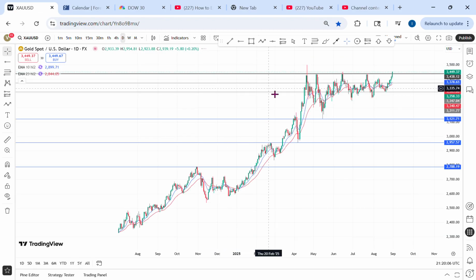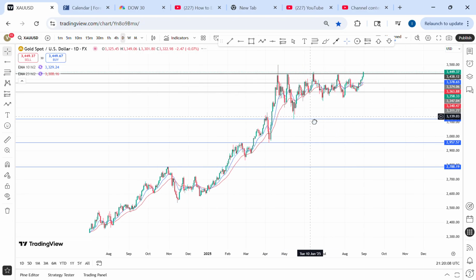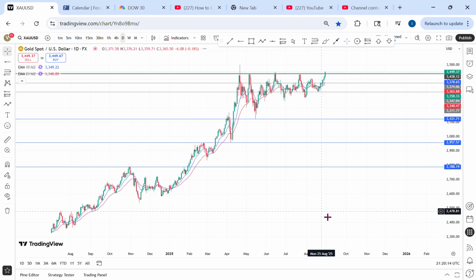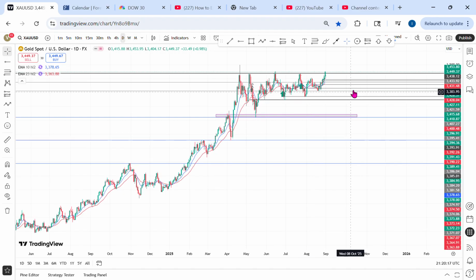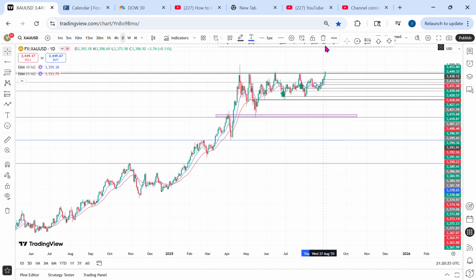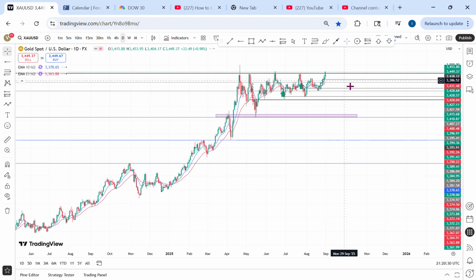On the daily time frame on gold, we are bullish. You can see the market structure on the daily time frame. Let me remove all these lines so I can see very well. This is the structure the market is giving us on the daily time frame. We are bullish.